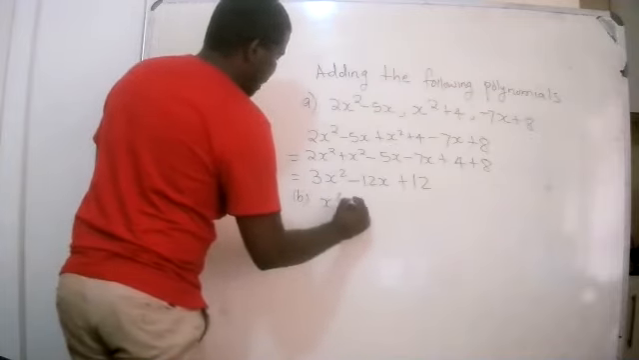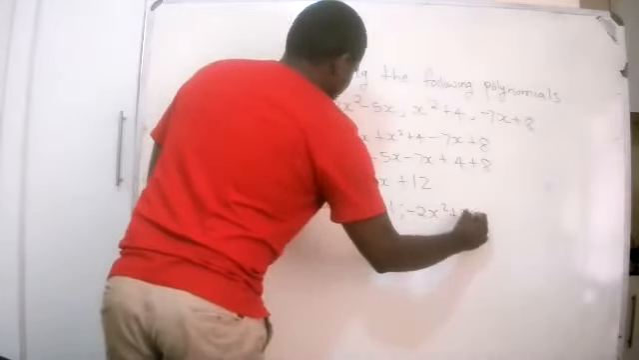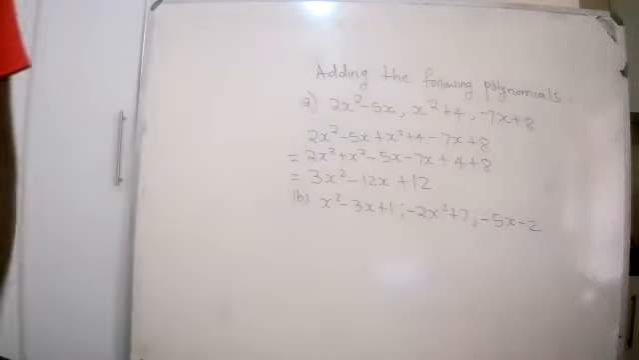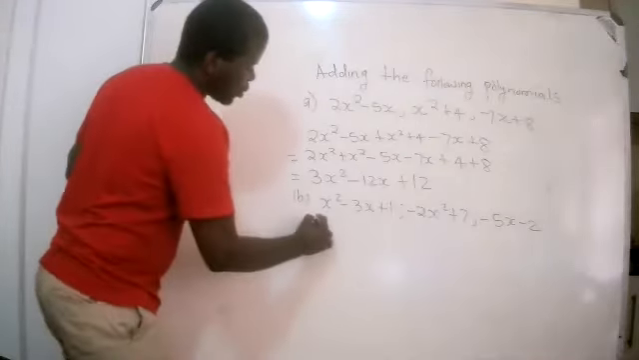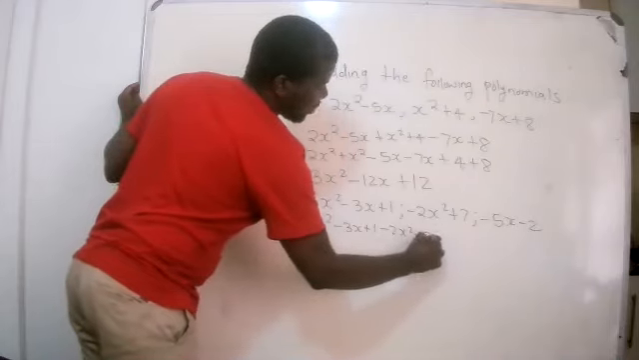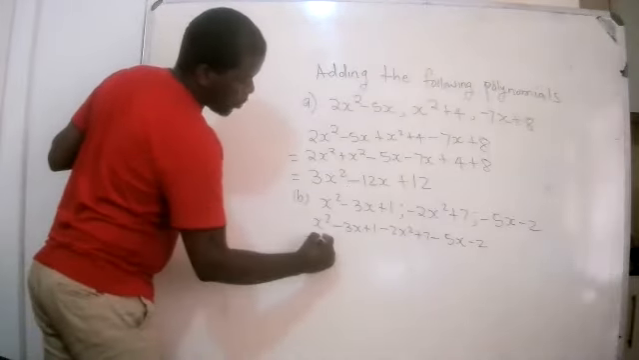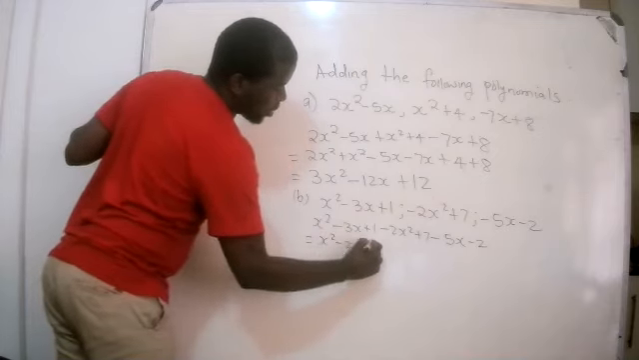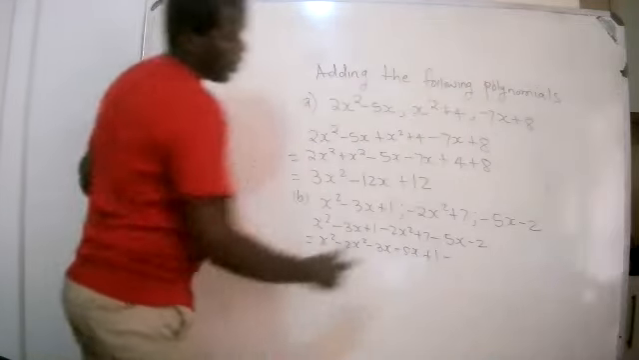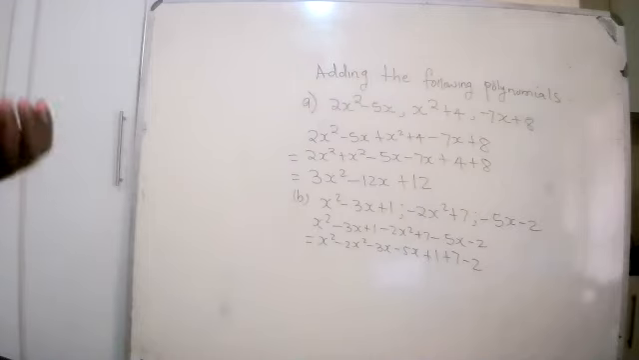So we have x squared minus 3x plus 1, minus 2x squared plus 7, and then minus 5x minus 12. We are required to add all these terms together. Let's add them and see what we get. So we have x squared minus 3x plus 1 minus 2x squared plus 7 minus 5x minus 2. So we group the terms together. When you group them together, we're going to have x squared minus 2x squared, minus 3x minus 5x, plus 1 plus 7 and then minus 2. Do you all see what we have done on that last step there?